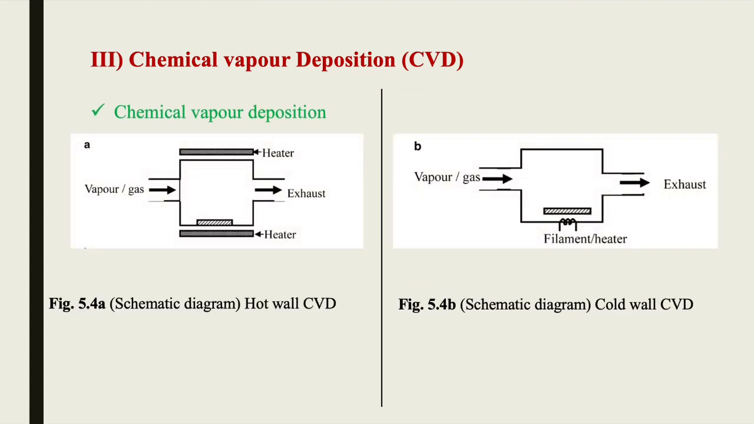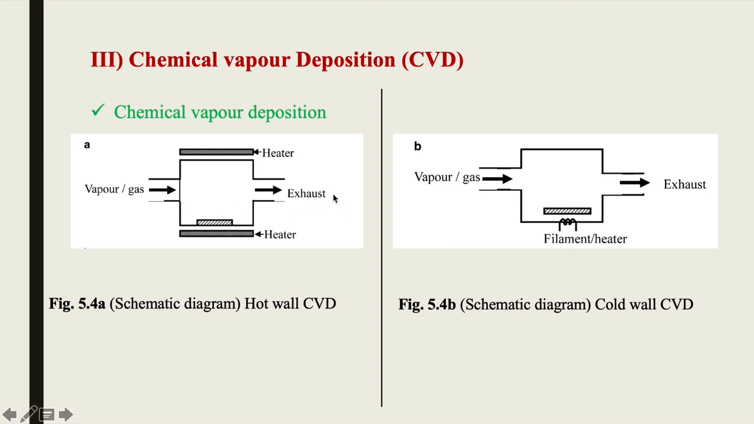Now we will see there are two types of processes. One is hot wall chemical vapor deposition, and the second type is cold wall chemical vapor deposition. This is the schematic representation of hot wall chemical vapor deposition, and this is the schematic diagram for the cold wall chemical vapor deposition chamber. In both cases, you will have a vapor inlet and an exhaust, that is the outlet.